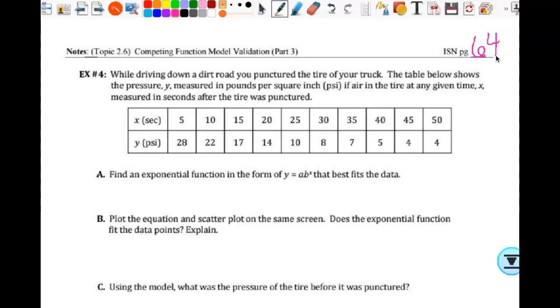This says, while driving down a dirt road, you punctured the tire of your truck. The table below shows the pressure Y, measured in pounds per square inch, PSI, of air in the tire at any given time X, measured in seconds after the tire was punctured. Everything it just said with units is right here, and if it wasn't, I would want to make sure I wrote down my units next to it. Part A says find an exponential function in this form that best fits the data. We're going to do that with our calculator. It is giving me this form to tell me that there are no vertical or horizontal translations or compressions at all.